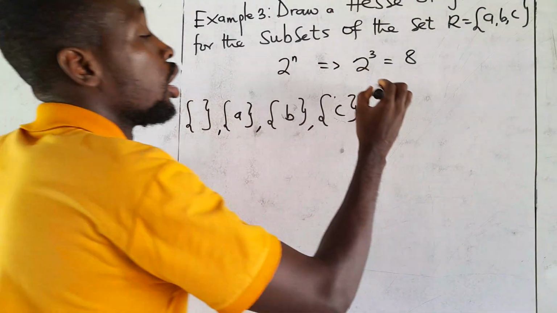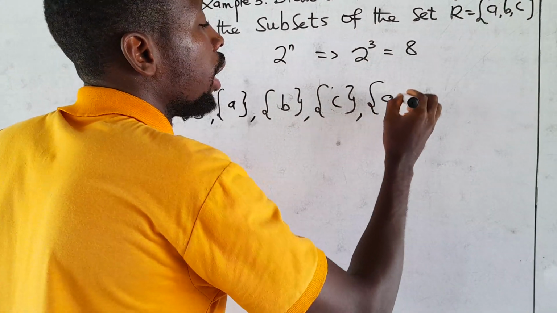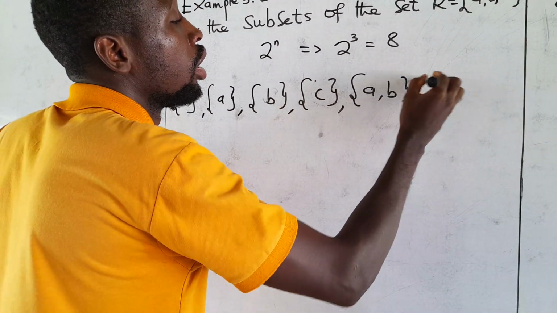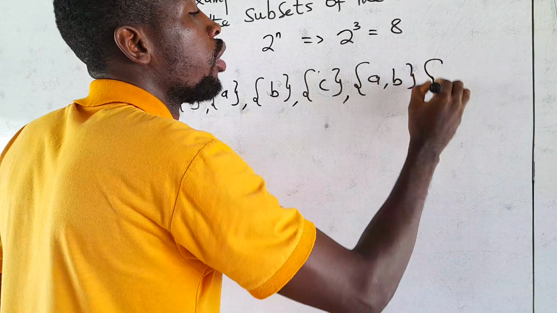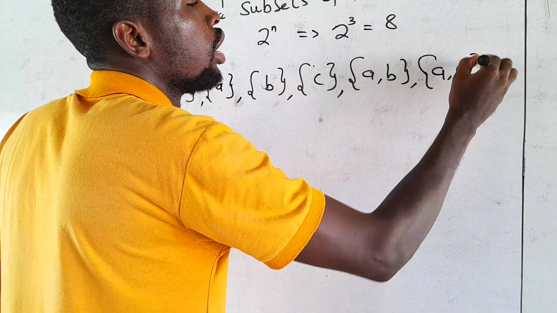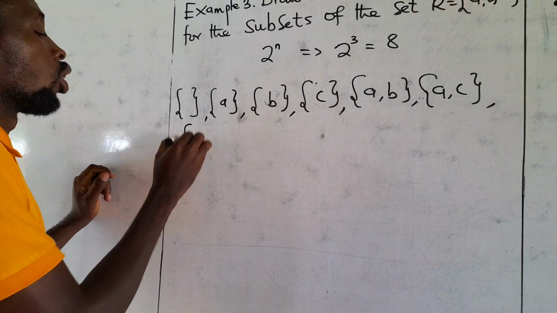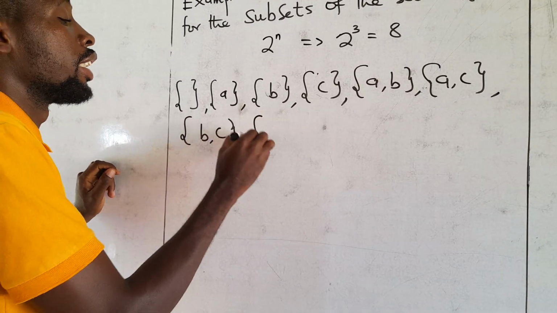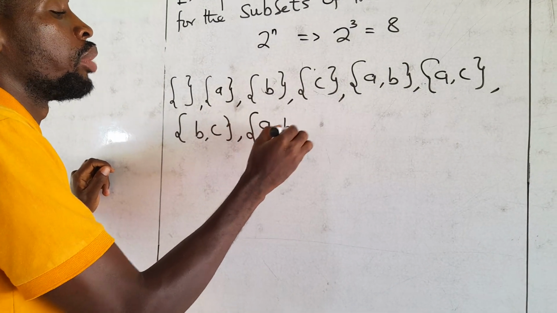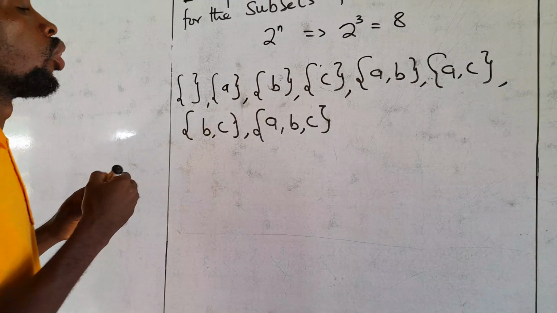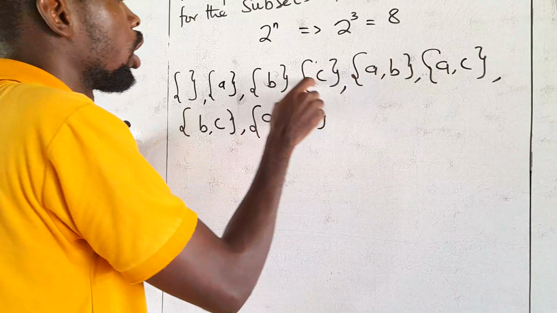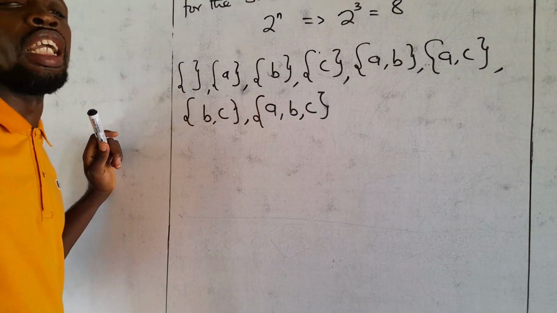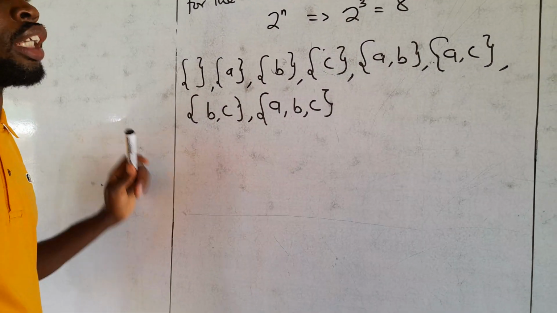Then we need 2 member sets: AB, AC, and BC. I hope you get that. Then the set itself is the set A, B, and C. So we have how many? 1, 2, 3, 4, 5, 6, 7, 8. 8 subsets. So we are going to draw a Hesse diagram for that.